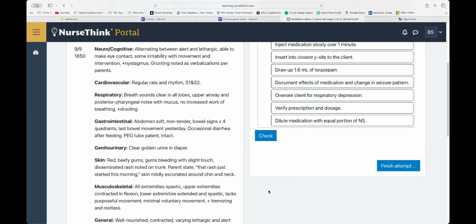What else could lead us to think that we might be having a medication reaction? What else in that skin assessment? A rash on the trunk. Yep, we've got a new rash too. So we know rashes and gum bleeding can be signs of medication toxicity. So keep that in the back of your mind for a minute. What else do we see that's abnormal?